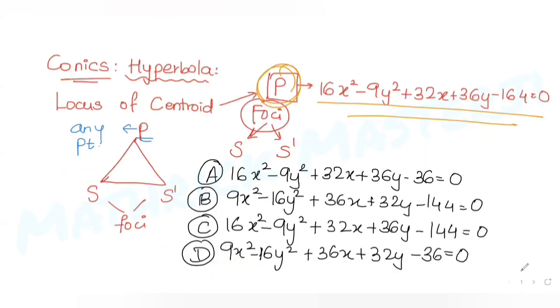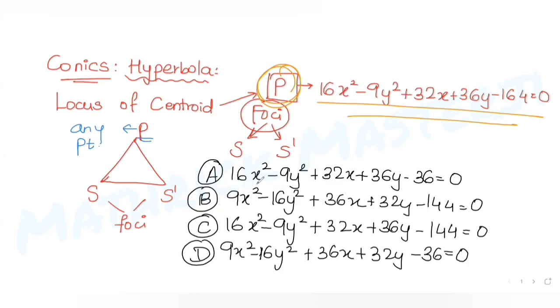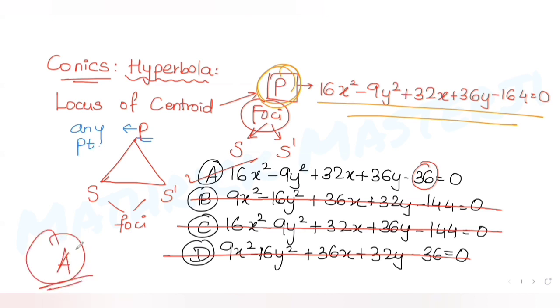So if you see the answer choice that matches here with the question, it is 16x square minus 9y square. So these two options are already gone. Then you have 32x and 36y, but you have minus 36, not minus 144. So this is also gone, and from there you get the correct answer for the question is option A. So A becomes the correct answer here for the question.